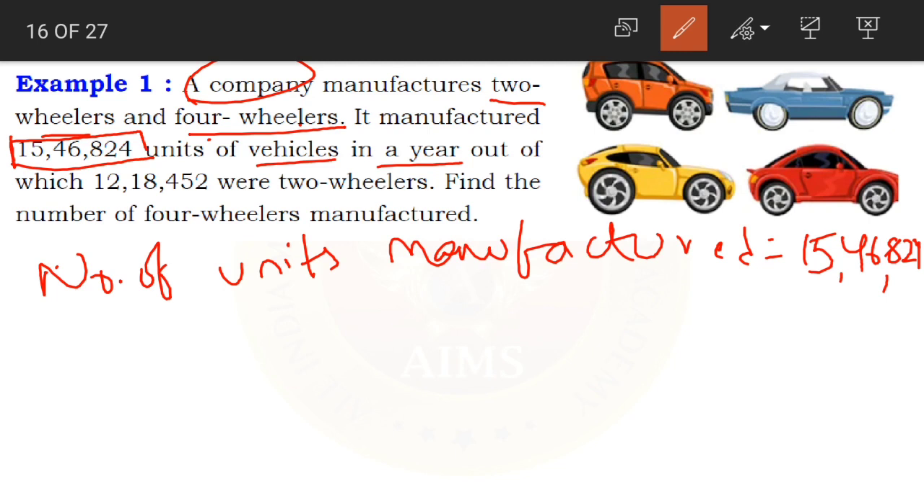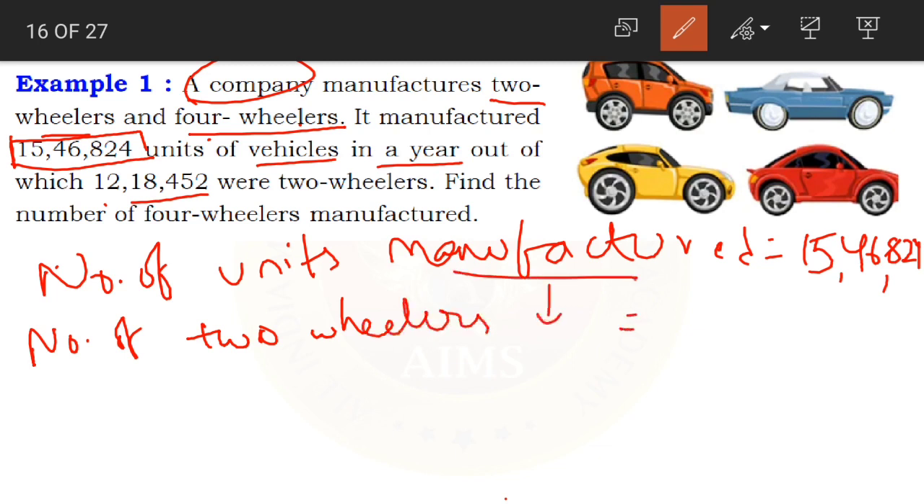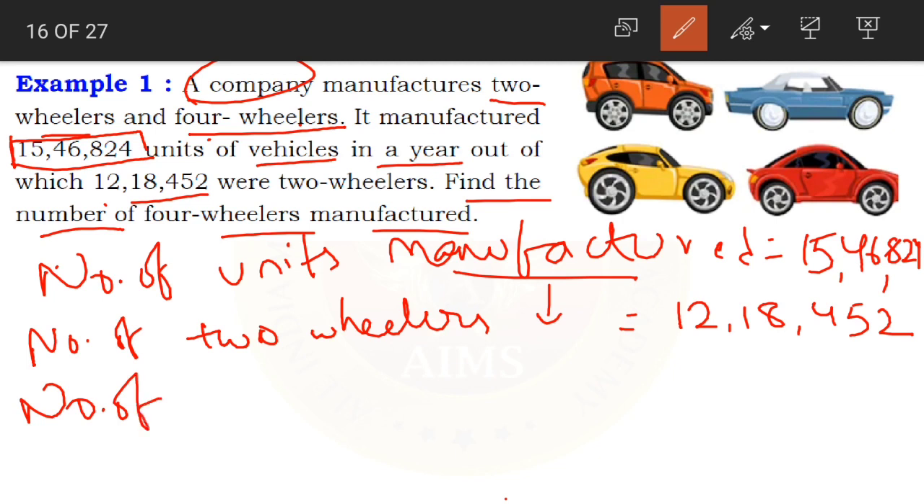Now from that, 12,18,452 were two-wheelers. Yes, the number of two-wheelers manufactured is equal to how much? 12,18,452. Now what should we find out? Find the number of four-wheelers manufactured. So what will our next step be? Number of four-wheelers manufactured is equal to, how to find out?